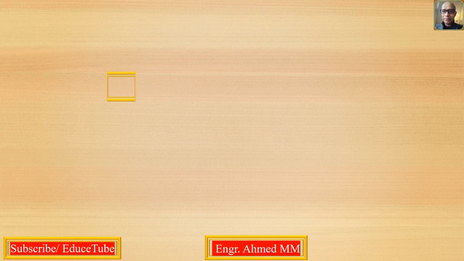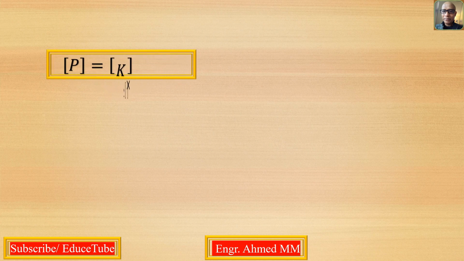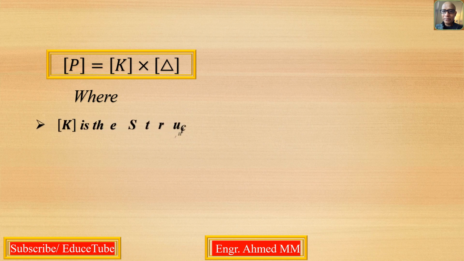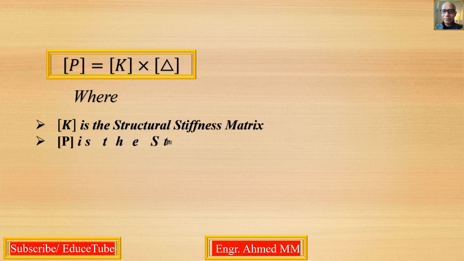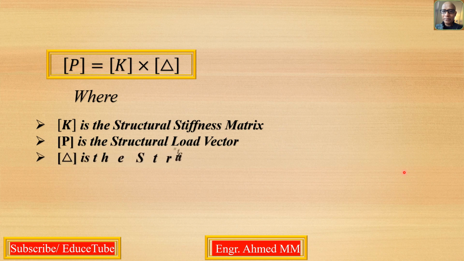Hi everybody. Today my topic is to find the structural displacement vector using the direct stiffness method. In the matrix stiffness method of analysis, the joint displacements of the structure are determined by solving a system of simultaneous equations, which is expressed in the form like this one.